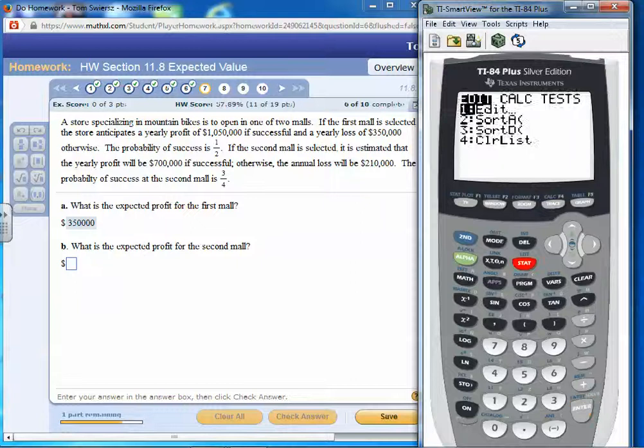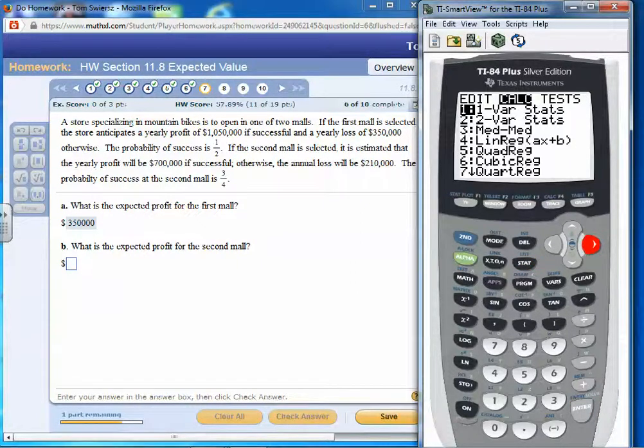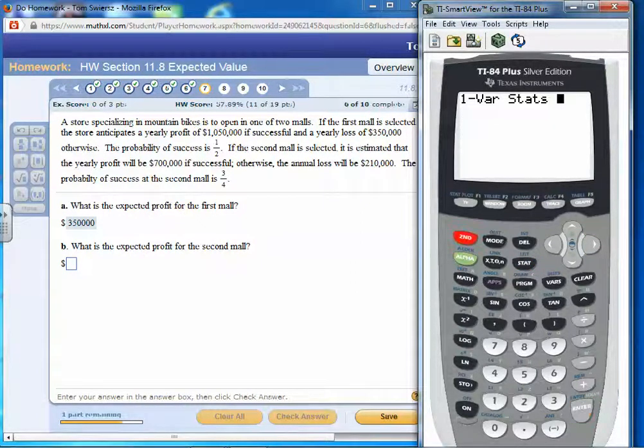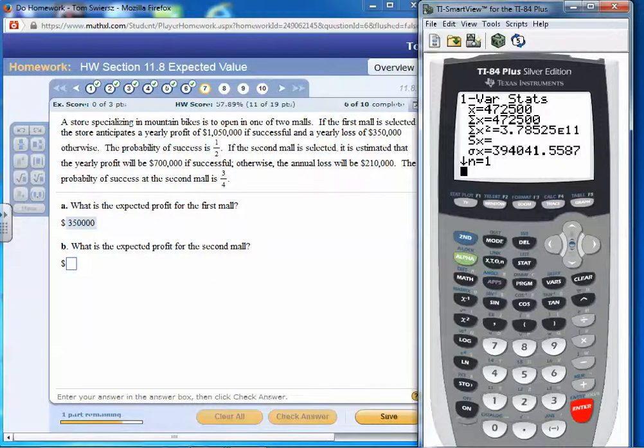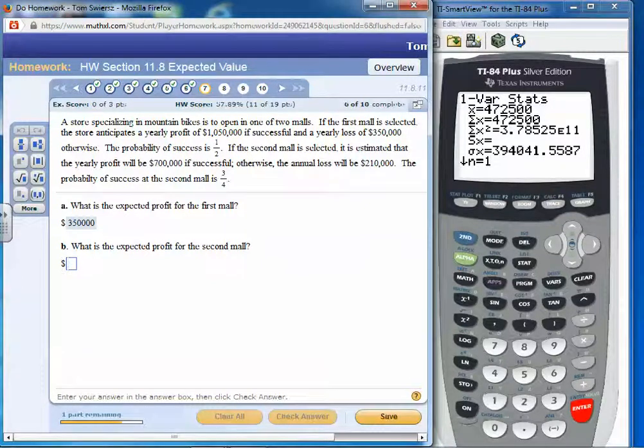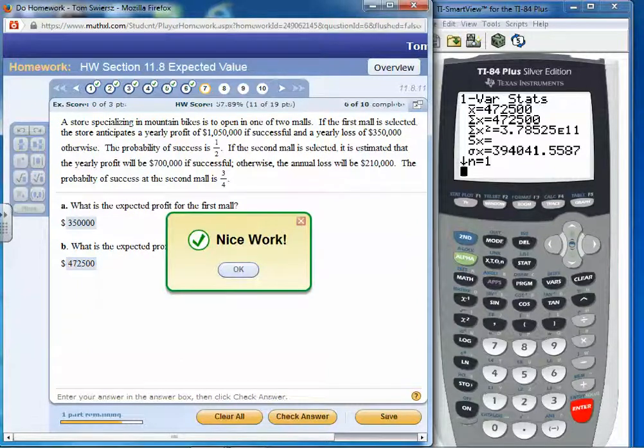Now we go to stat, over to calculations, one variable, and again, second number 1 for L1, comma, second number 2 for L2. Remember, you just put in L1 for the first line, L2 for the second, and then hit calculate if you have a newer version of the TI-84. And this expected profit is always going to be the first value under one variable stats, X bar, which is 472,500. Okay, so that indeed is the correct answer.